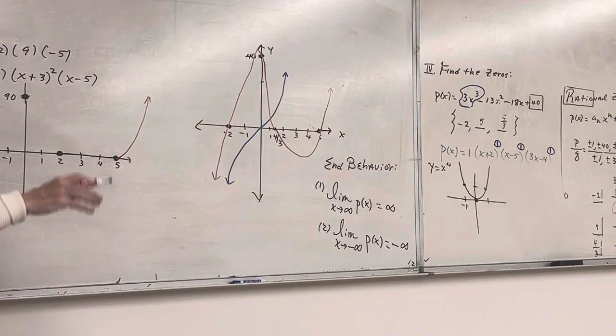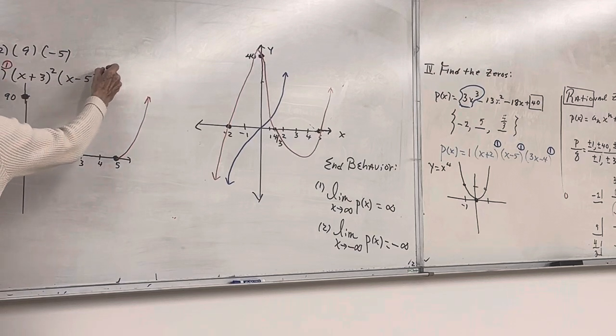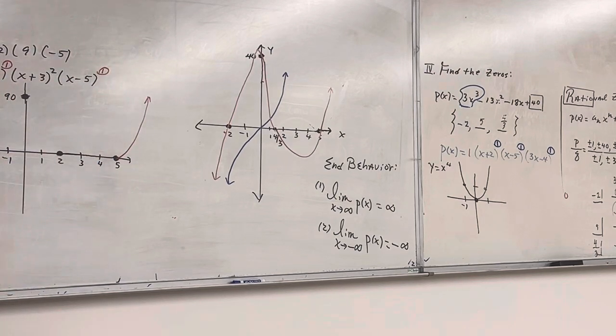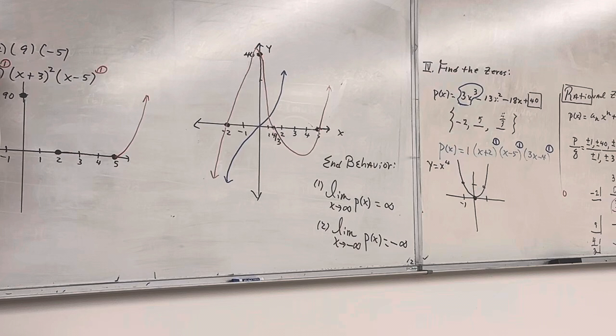Now, let's look at that. When does it cross and when does it touch? My factors have these exponents. My first factor, which gave me a 2, has an outside exponent of 1. Is 1 odd or even? If it's odd, that means when you reach that 2, which is right here, it should cross. So this is a cross if it's odd.